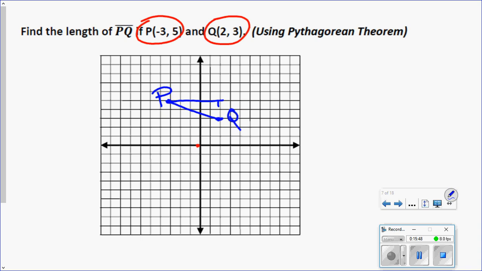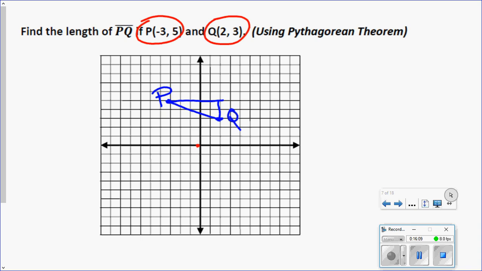Very good. Keep going. Faster. So, if we want to find the distance from P to Q, the length of line segment PQ, we can use the Pythagorean theorem, which is the same thing as the distance formula.